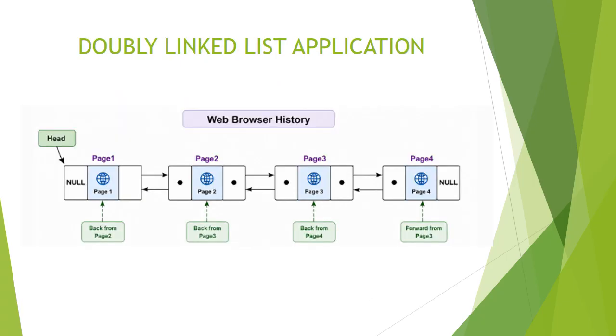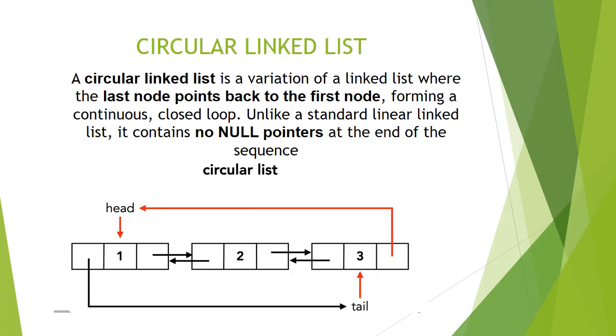If you see a real-time example, you can take web browser history. Generally when we browse, we move to the forward page and also we move to the backward page. So that is the main example of a doubly linked list.